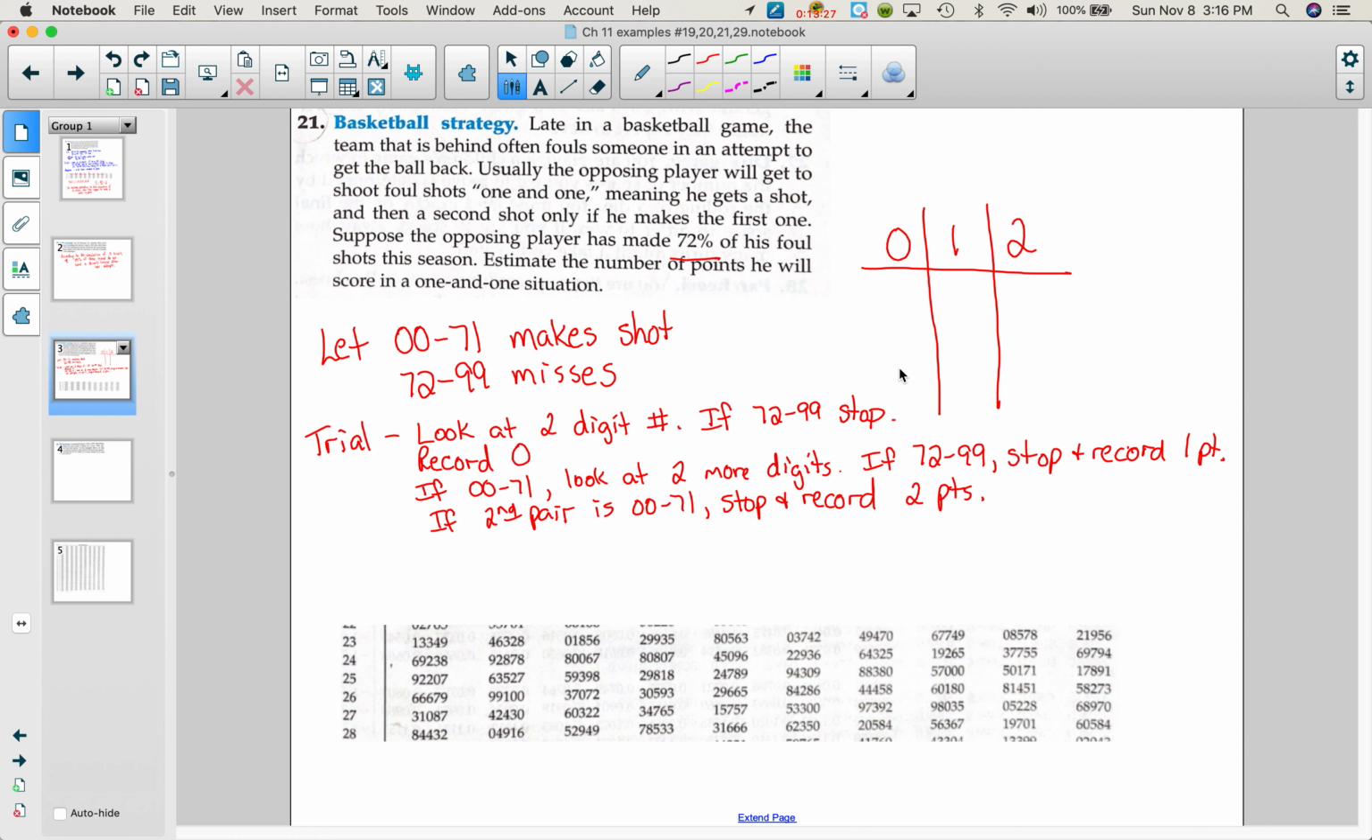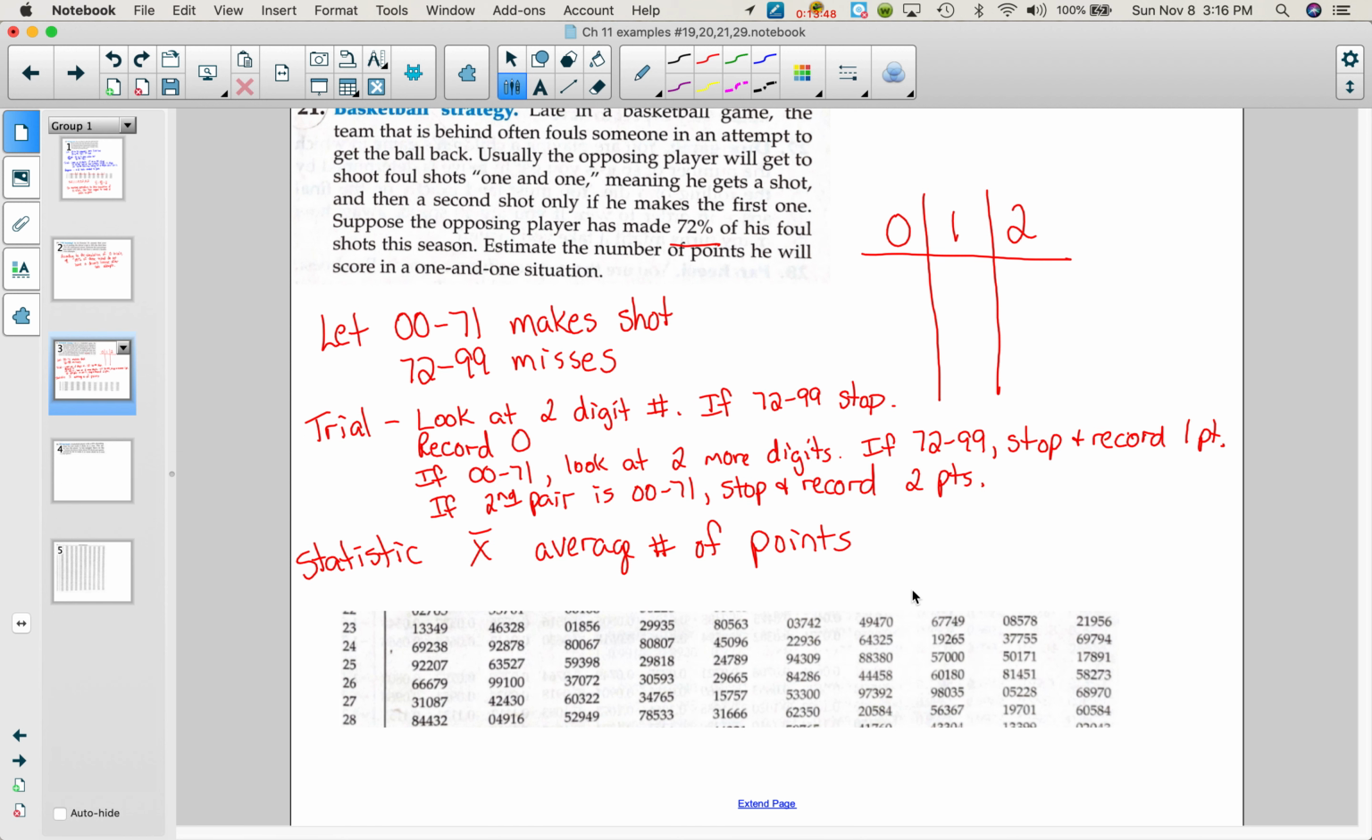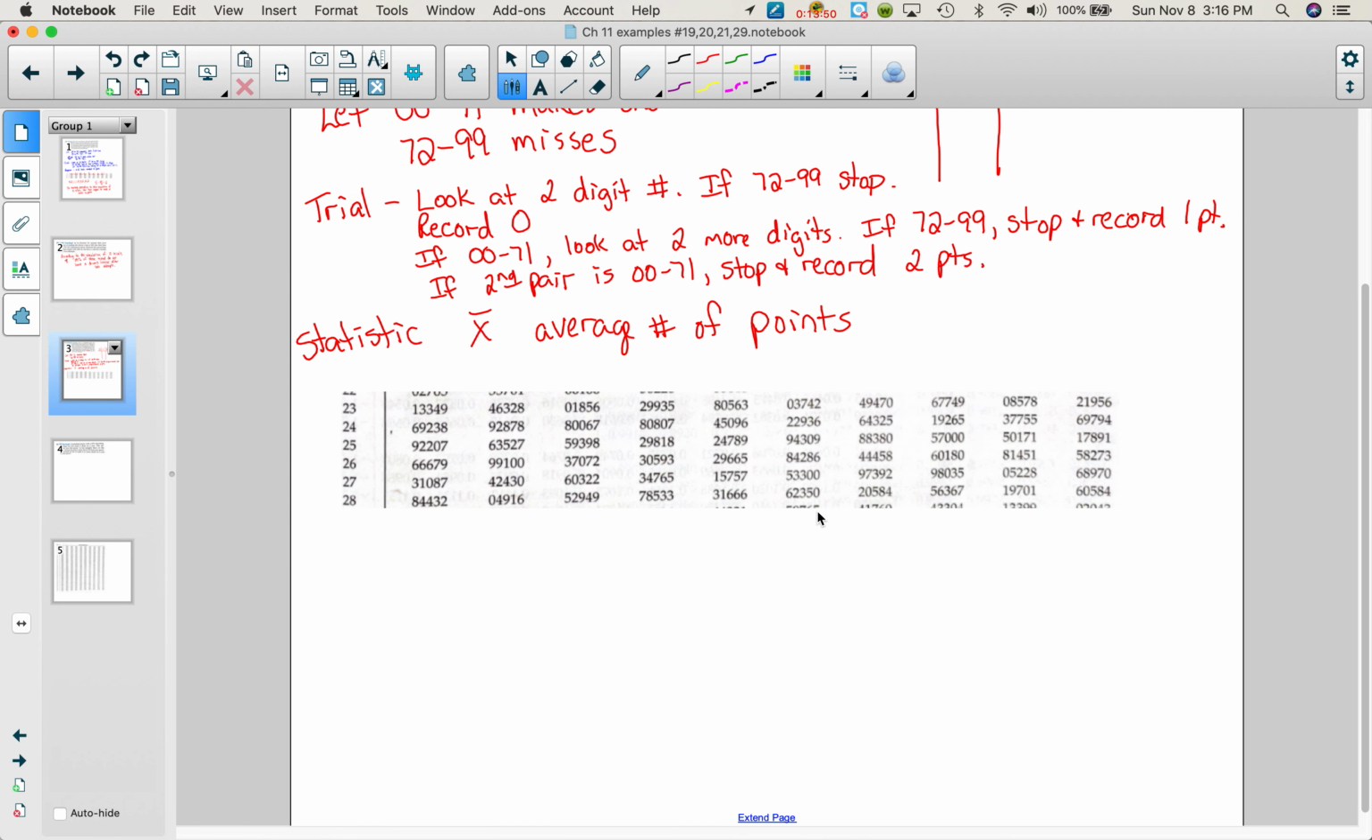Then what are we looking at? Estimate the number of points. So we've already recorded the points. So then our statistic will be X bar, average number of points. Okay, so here we go. Let's go ahead and look at this.